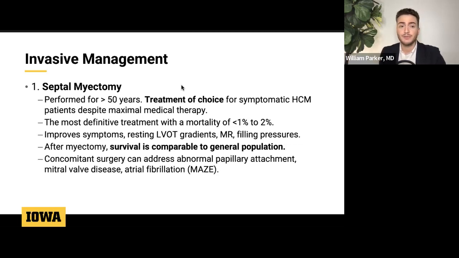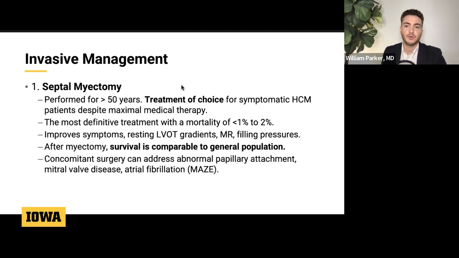It's the most definitive treatment, and the surgery itself, if practiced by an experienced surgeon, carries a mortality risk of between less than 1% to 2%. So quite low in an otherwise very sick patient who probably needs this surgery. The surgery is shown to improve symptoms, improve resting LVOT gradients, improve mitral regurgitation alone, even without mitral valve repair, and improve filling pressures. After the myectomy, survival is actually comparable in these hypertrophic cardiomyopathy patients to the general population.